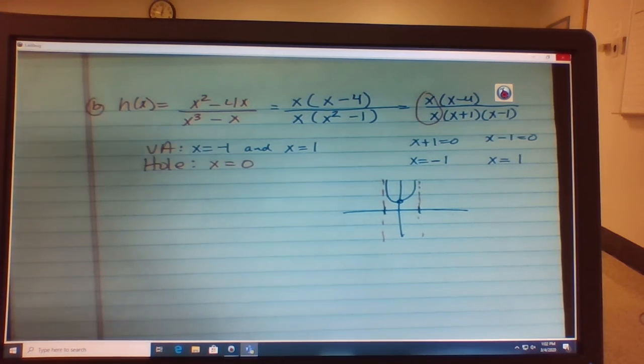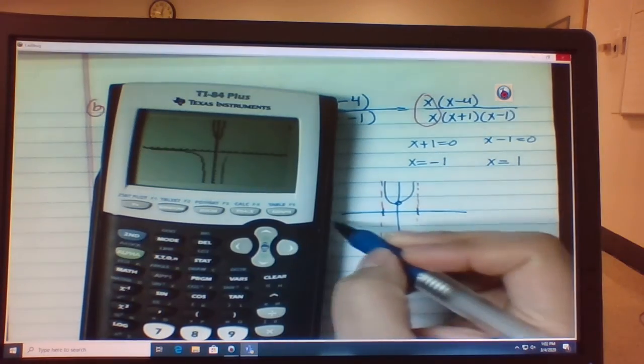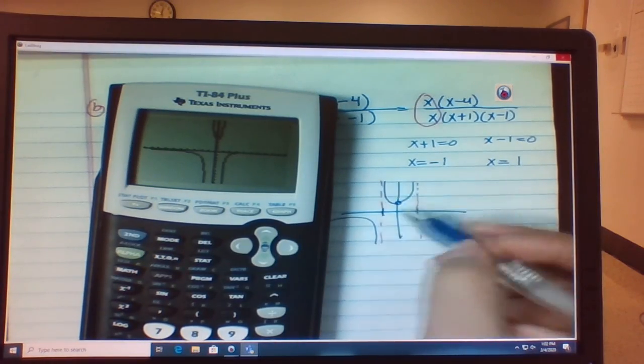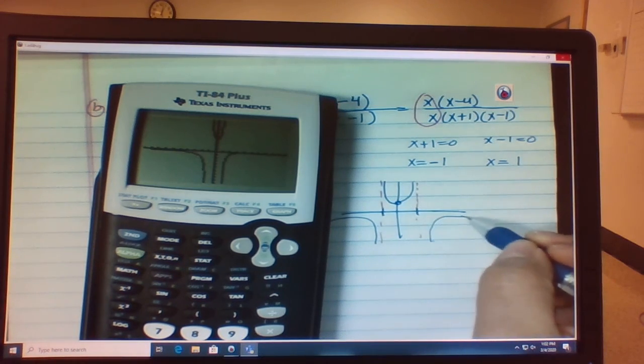So that would be like an open circle? Yes, it's an open circle. It's like a hole in the graph. That's what it is. Make sure you're not walking on that line because you're going to fall through. So once again, your graph comes from here. There's a part of the graph up there. There's a part of the graph up there.